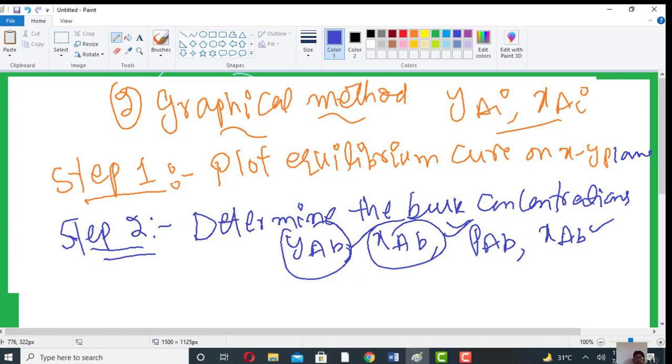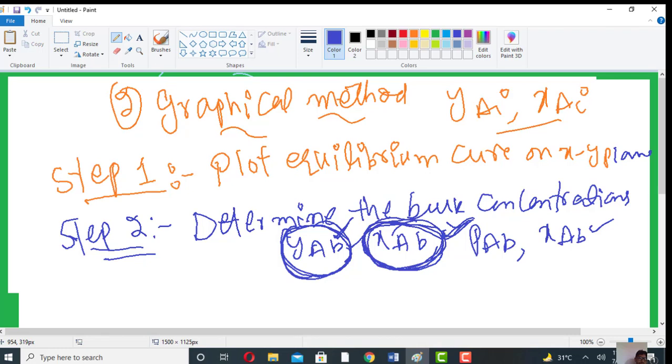We will take samples from the bulk of gas and find the concentration of component A in the bulk of gas region. Similarly, we will take a sample from the bulk of liquid region and find the concentration of component A in the bulk of liquid region. So we can find the component of our interest in the bulk of gas and in the bulk of liquid by concentration measuring instruments. So this is the second step.